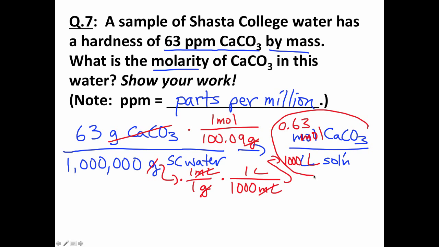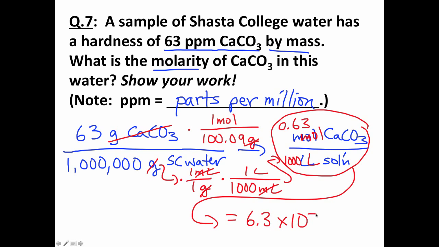And so that ratio then becomes 6.3 times 10 to the minus 4th moles per liter, or 6.3 times 10 to the minus 4th molar solution.